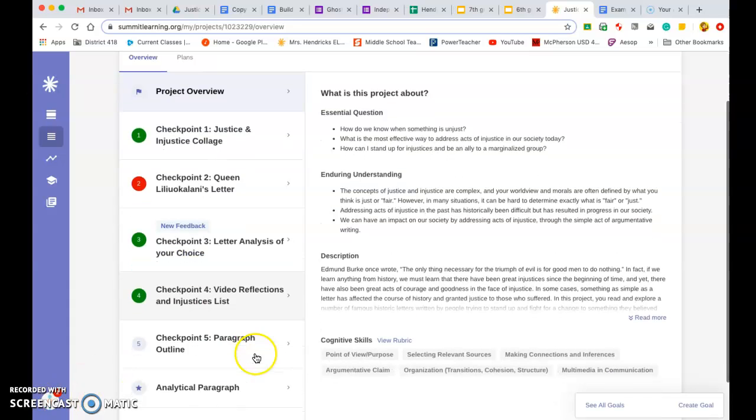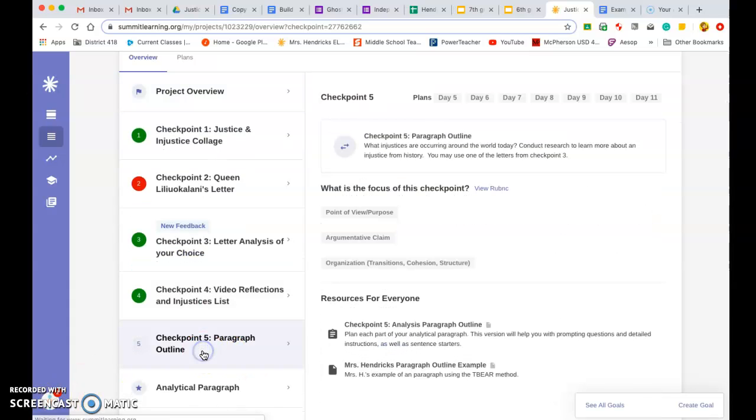Hey, seventh graders, I wanted to go over checkpoint 5 with you, which is what you're going to do on Monday and actually possibly on the Tuesday. When you come to checkpoint 5, this actually doesn't have any document attached to it. You're going to be working from this outline down here under your resources for everyone. And then I also have an example that I wrote here.